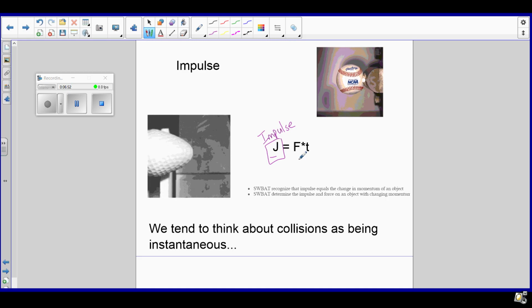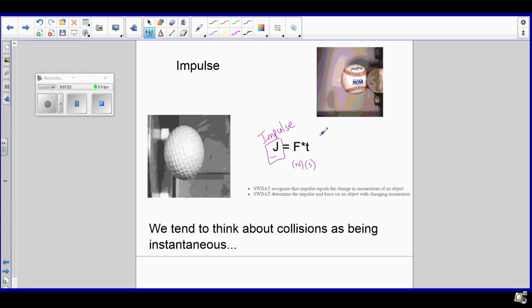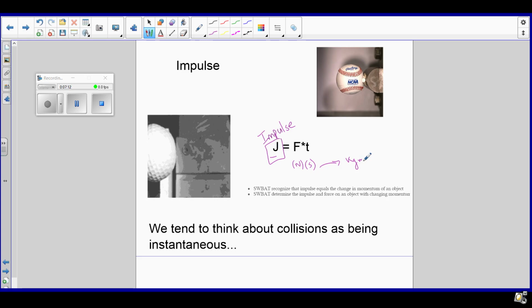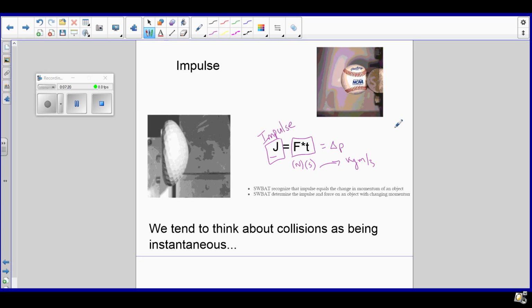Okay, so impulse is force times time. If I look at the units of an impulse, well, force is newtons and time is seconds. So it suggests that there's some connection here to momentum, and a newton second is the same thing as a kilogram meter per second. And it turns out that the impulse that an object experiences is equal to the change in momentum of that object. So the larger the impulse, so maybe the larger the force or the larger the amount of time, the greater the change in momentum of the object. So impulse is equal to the change in momentum.